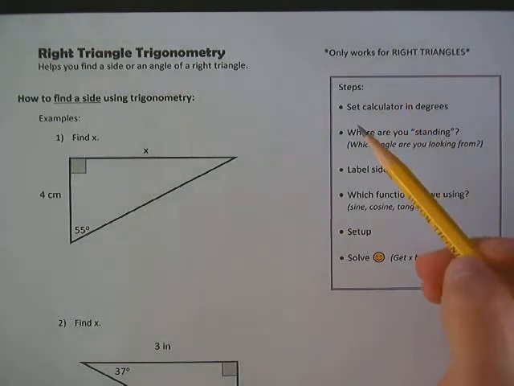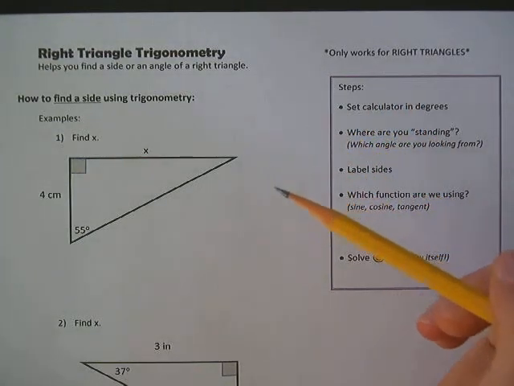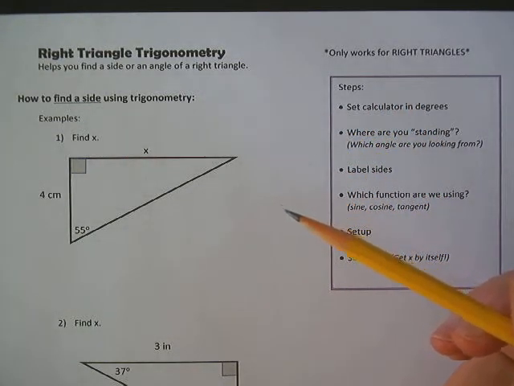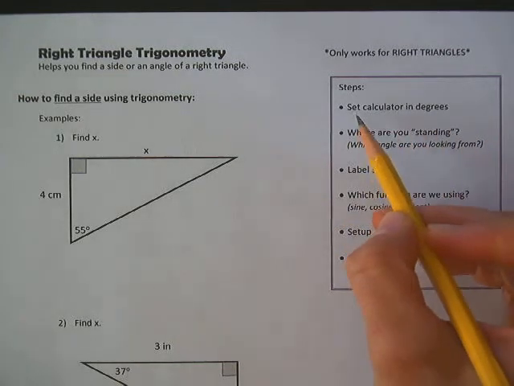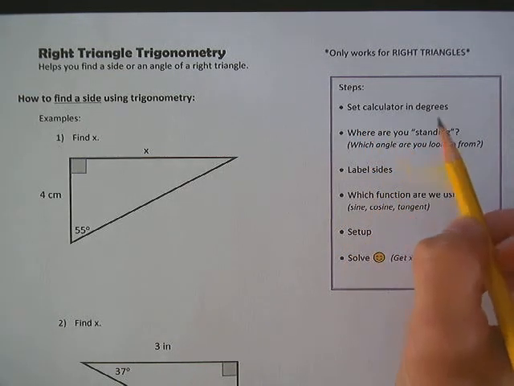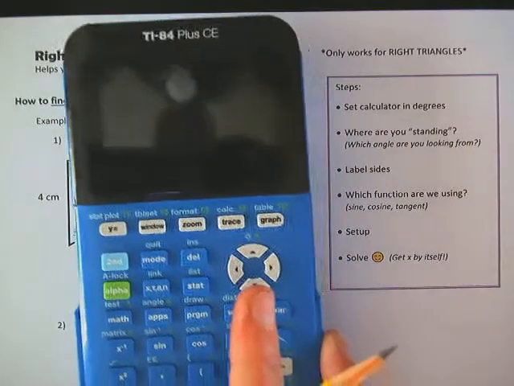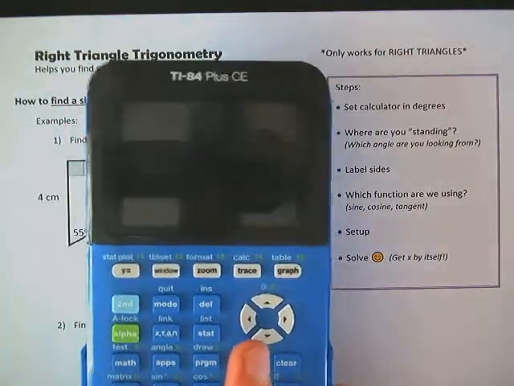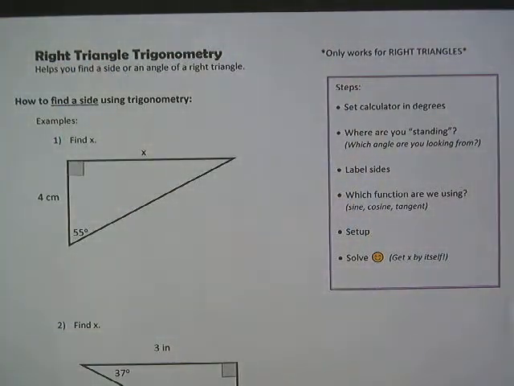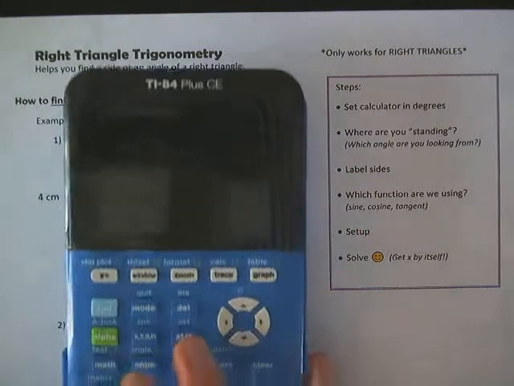Whenever you have to solve for a side or an angle in these triangles, the first thing you want to do is set your calculator in degrees. Because I know a lot of you may not have the calculators that we've been using in class, I'm going to show you on the calculator, but I'm also going to show you how you can use the Desmos app on your phone or on your computer to set it in degrees.